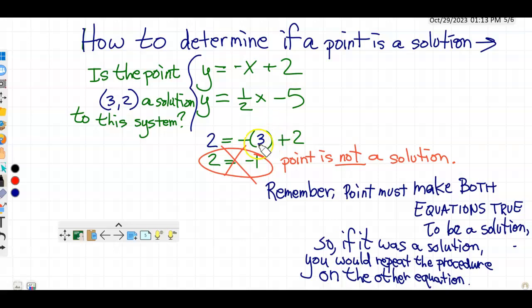Now, if we had done this arithmetic and it did work out to where we got a true number statement, something equals something, then we would have had to plug that into the other equation just to make sure that it also was on that other line, because remember, the point has to make both equations true to be a solution. Okay?